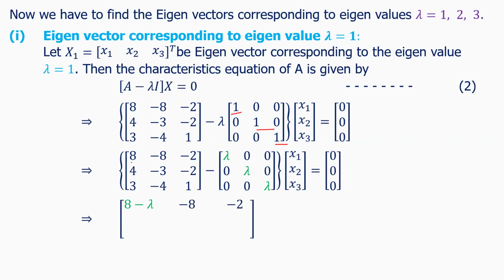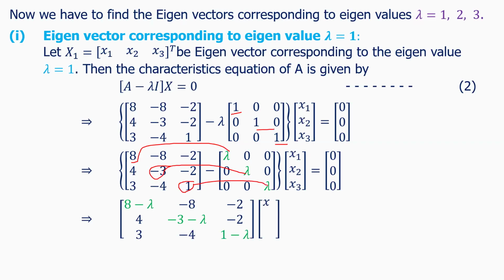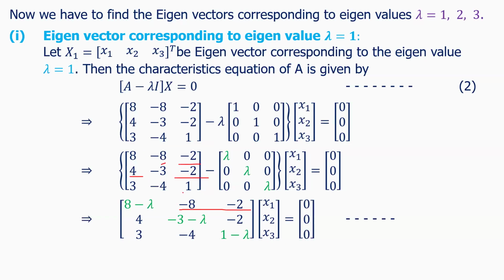Now 8 minus lambda, minus 3 minus lambda, and 1 minus lambda. The diagonal elements will be changed and the remaining part will be as it is. Just look here. This is minus 8, minus 2, no change. 4, minus 2, no change. And 3, minus 4, this will not change. Only the diagonal elements change. First one is 8 minus lambda. Second one is minus 3 minus lambda. So this is 8 minus lambda, minus 3 minus lambda, and 1 minus lambda.